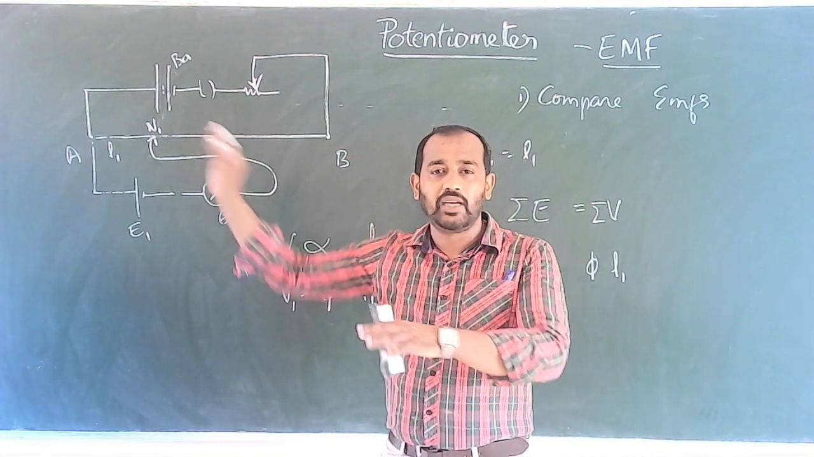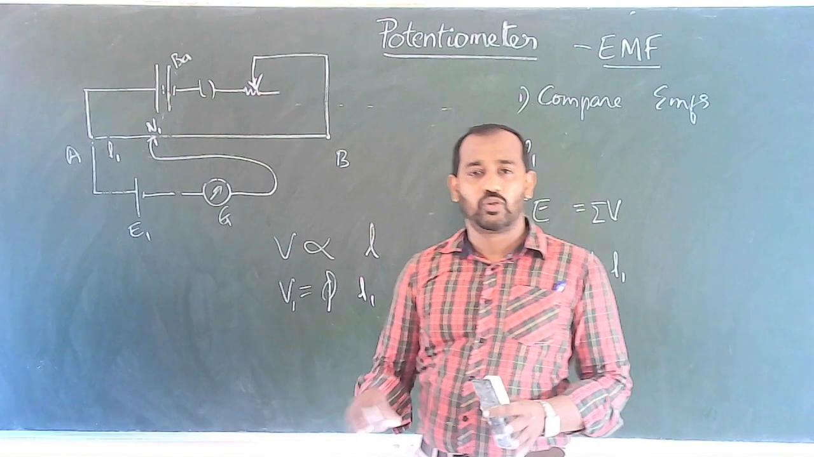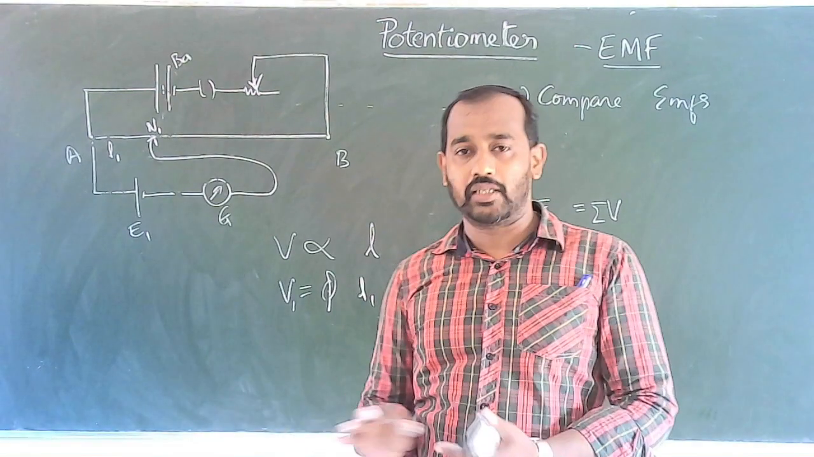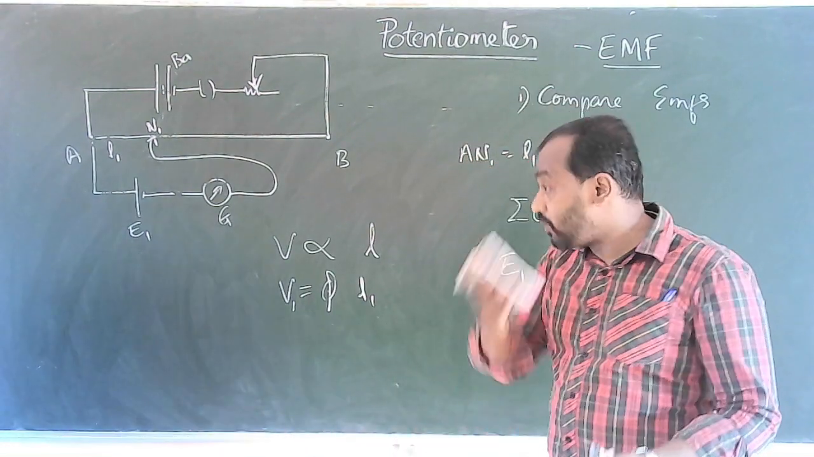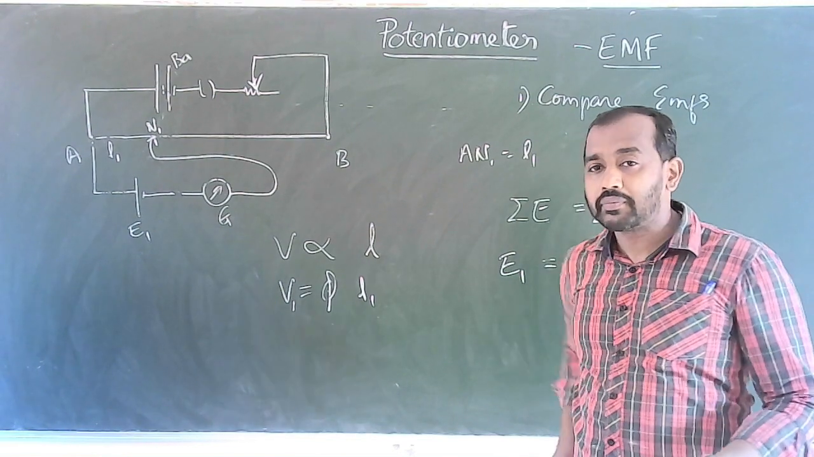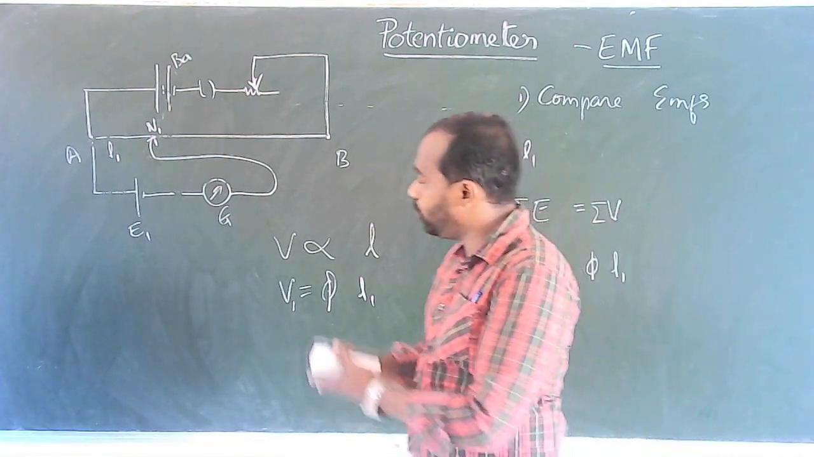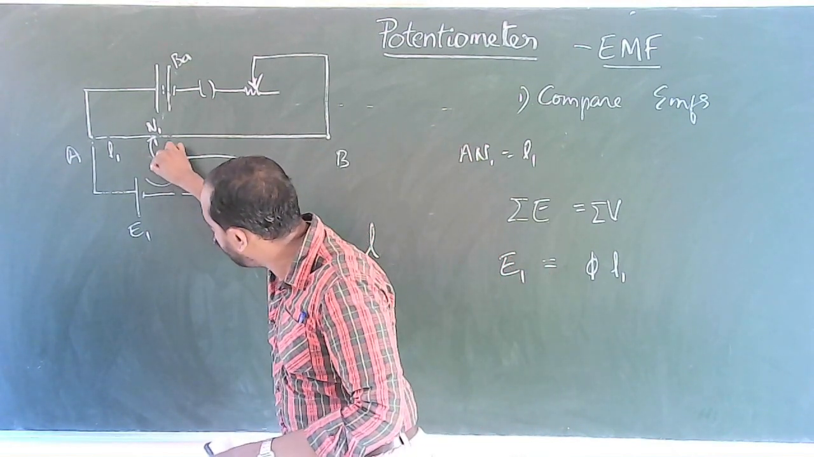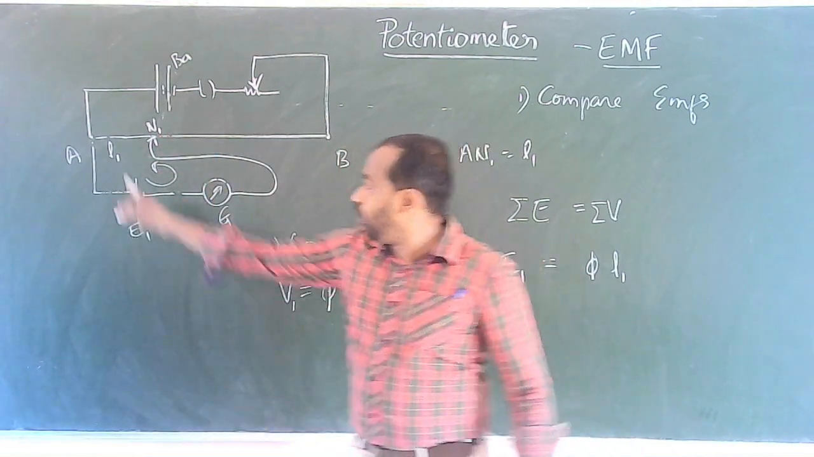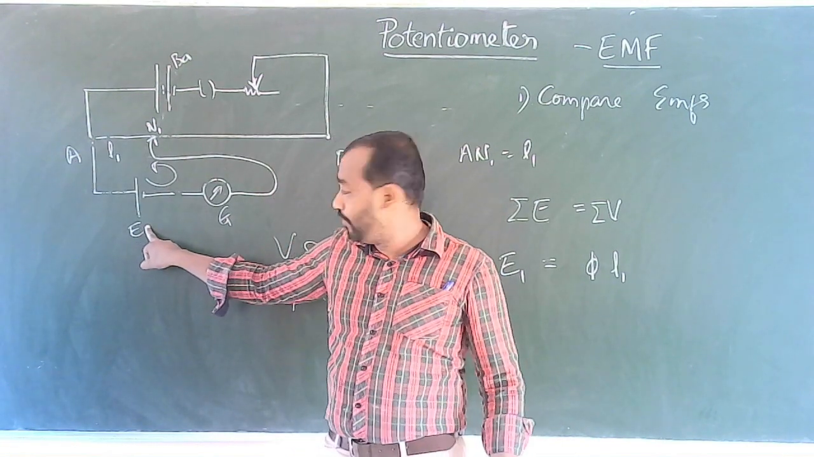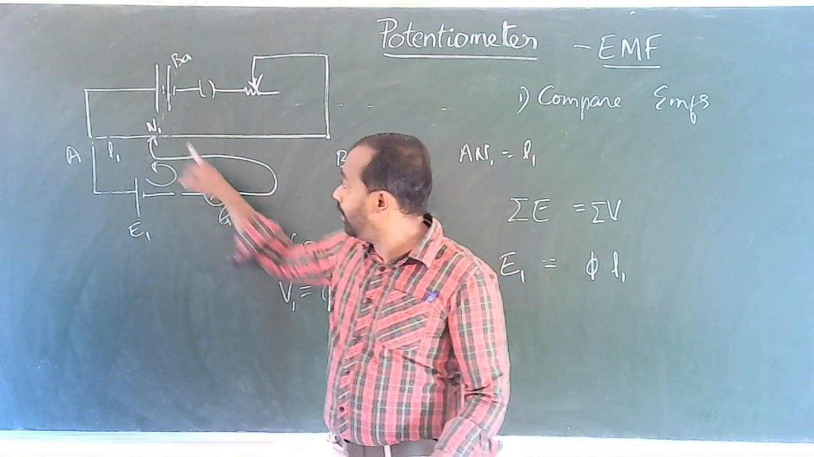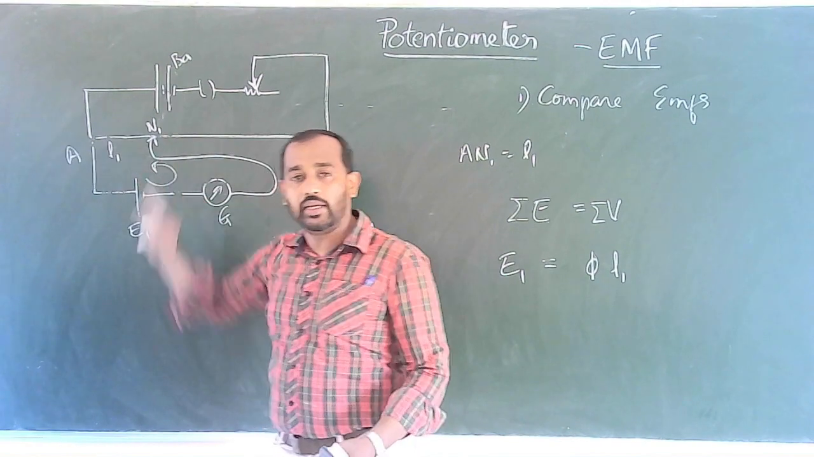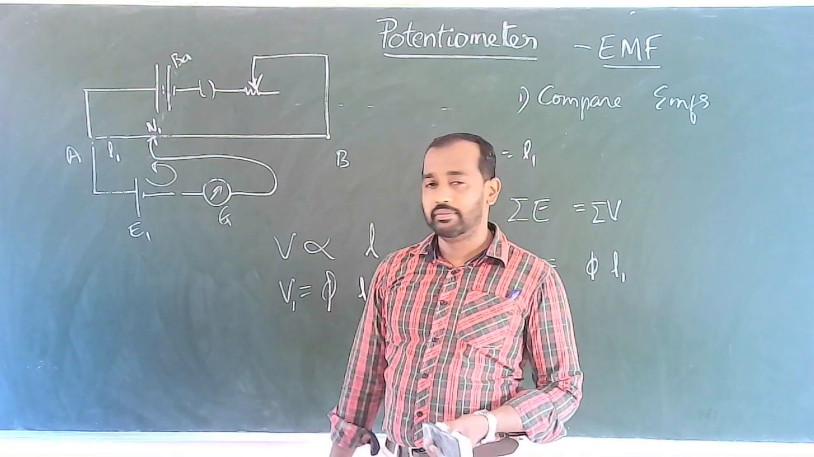Let's now choose the anti-clockwise direction. So far we were choosing the clockwise direction only. Now, in order that you will not get confused, we are going to use the anti-clockwise direction. We are moving in this direction from A to E1 to galvanometer G to N1, again back to A, anti-clockwise direction.